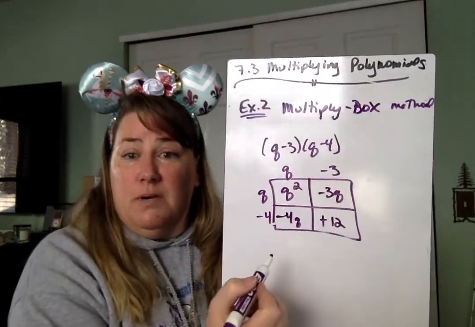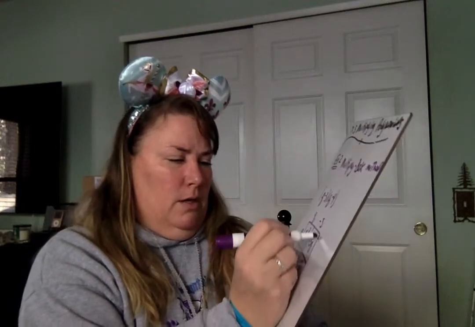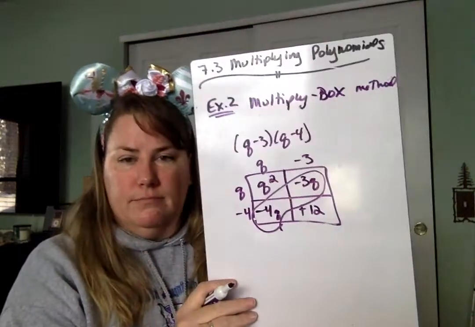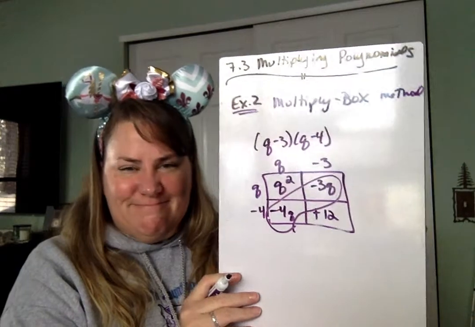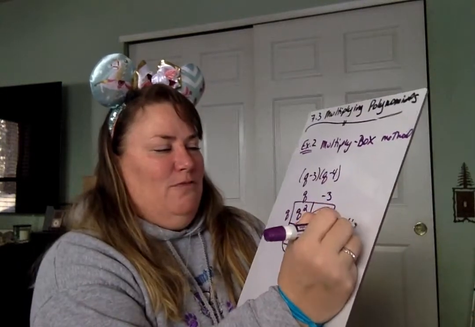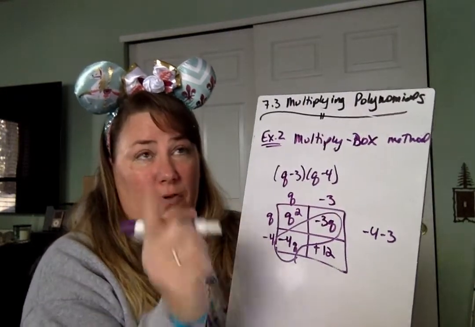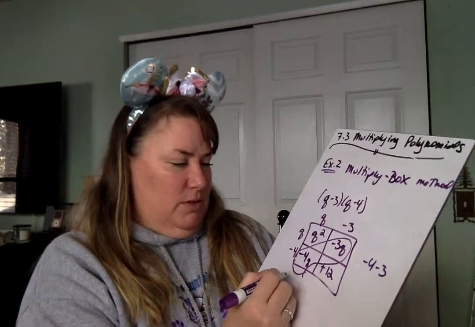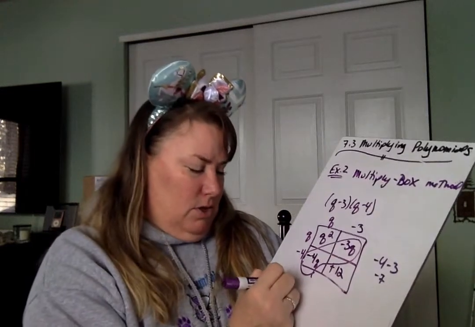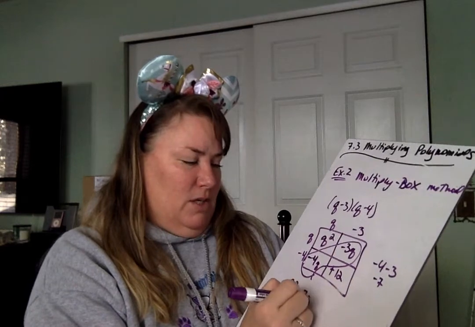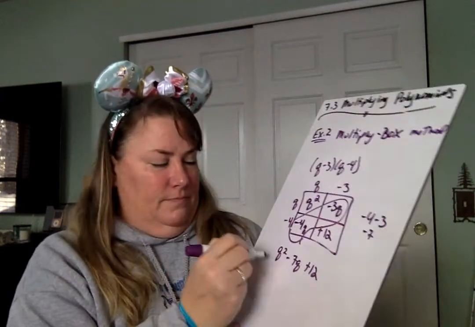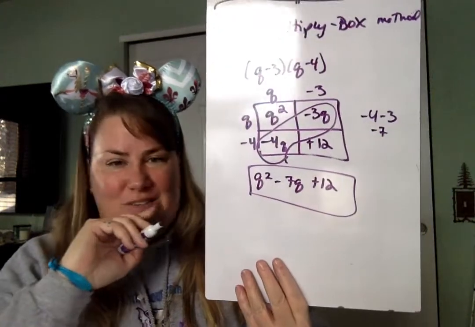Combine your like terms. Combine your OI. So you have a negative 4 and a negative 3. So you have 4 negatives and then 3 more negatives. You end up with a negative 7. So q squared minus 7q plus 12. Here's your final answer.